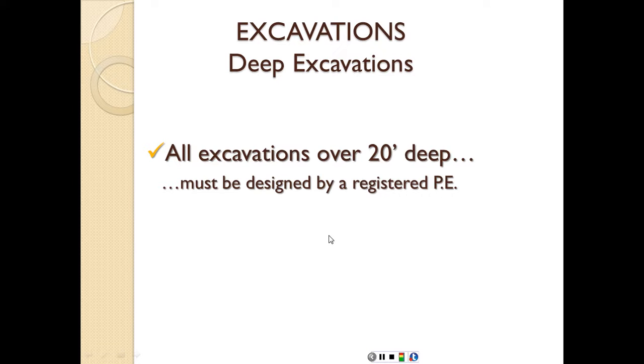All excavations over 20 feet deep, as we already agreed before, must be designed by a registered professional engineer. In this case, it's going to be a geotechnical engineer specialized in soil analysis and soil design.